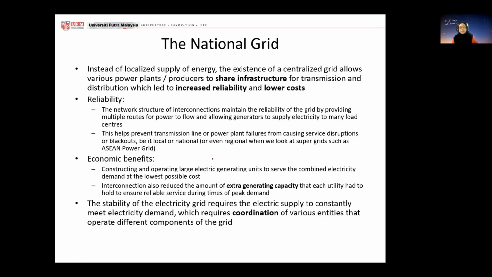And lastly, the stability of the electric grid requires that the electric supply constantly meets electricity demand. This requires coordination of various entities that operate different components of the grid.